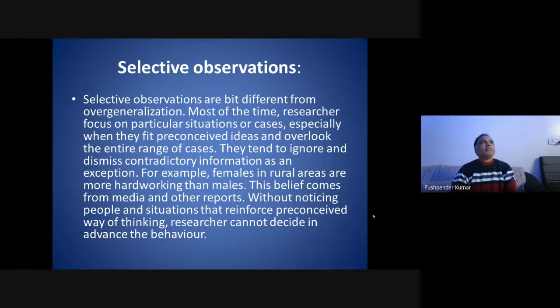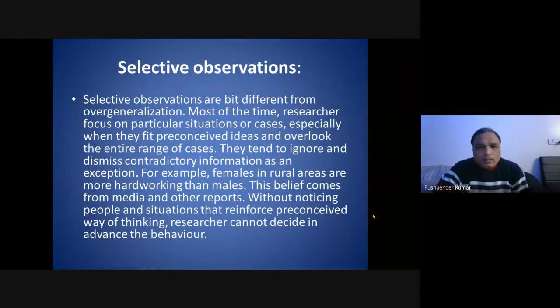Then we have selective observation. This is another case of error. Selective observation is a bit different from overgeneralization. Most of the time, researchers focus on particular situations or cases, especially when they fit preconceived ideas, and overlook the entire range of cases. They tend to ignore and dismiss contradictory information as an exception.